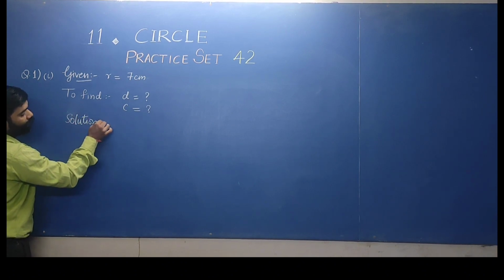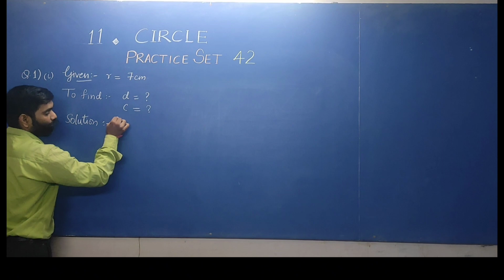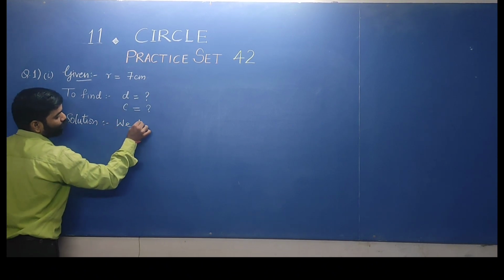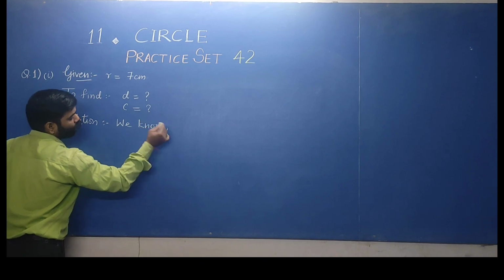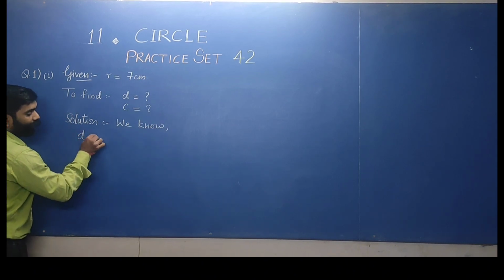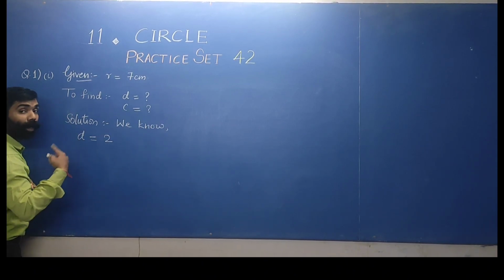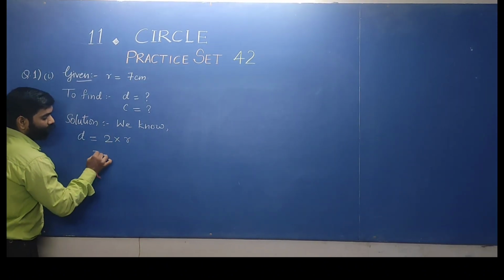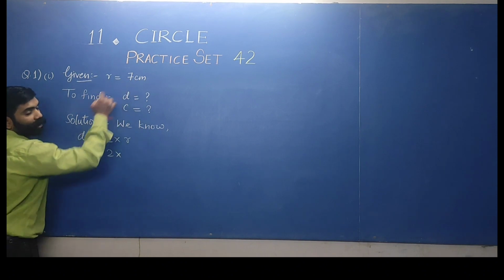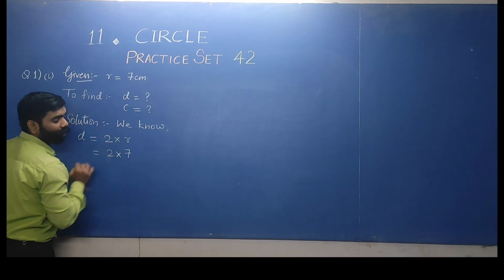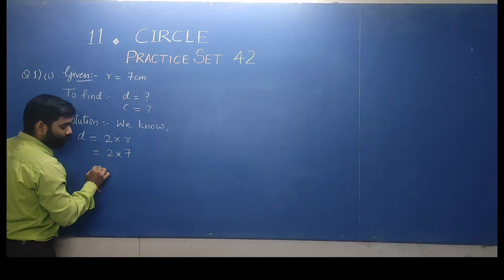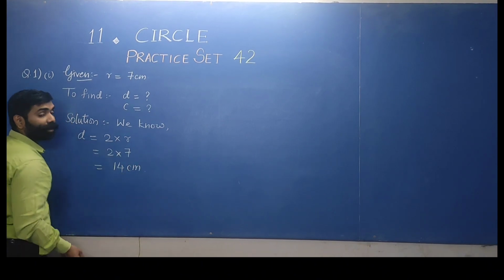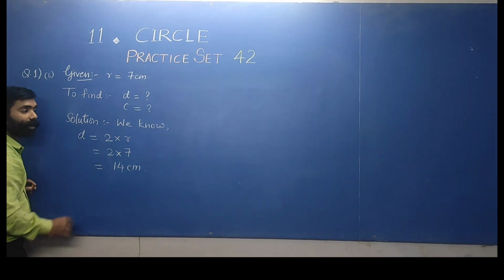Now how to do it? Let me tell you. We know how to get the diameter. Diameter is nothing but double the radius. 2 multiplied by radius, and radius is given as 7 centimeter. So we write 7. Then 2 multiplied by 7 is 14. And it is given in terms of centimeter, so we write the unit as centimeter.